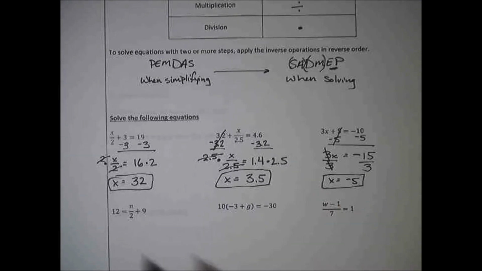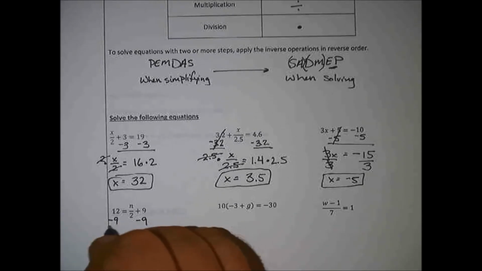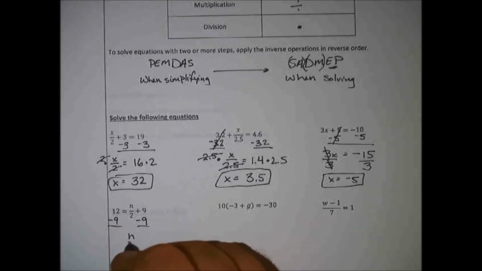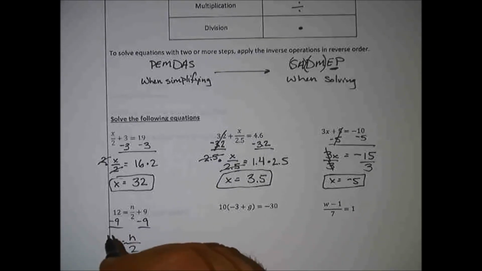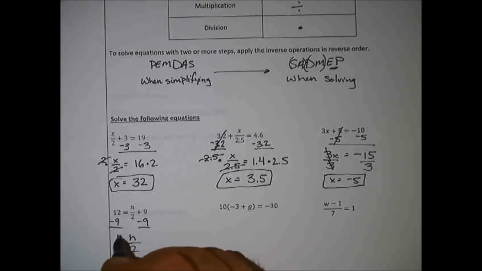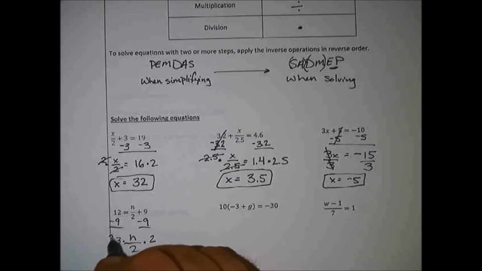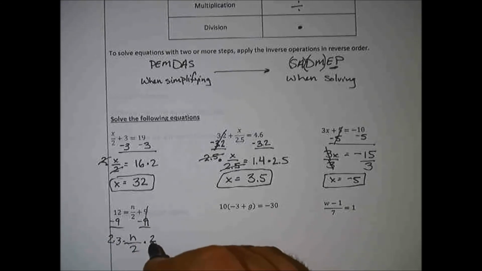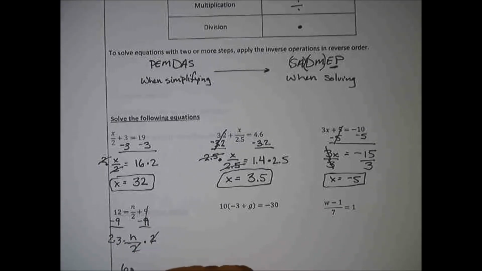All right, welcome back. Okay, hopefully we got these. Minus 9 on both sides. N over 2 equals 12 minus 9 is 3. I'm going to multiply by 2 on both sides to get rid of that. Hold on, I've got to cross off those 9s. Cross off those 2s. 2 times 3 is 6. 6 equals n.